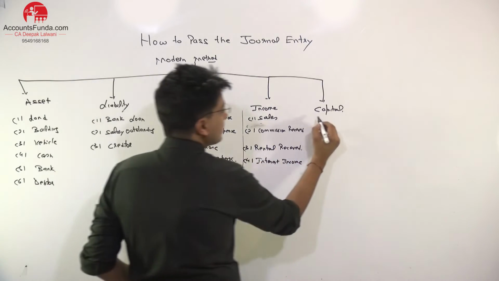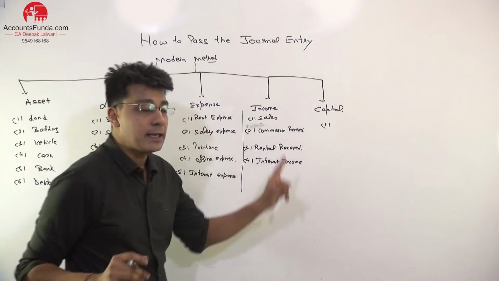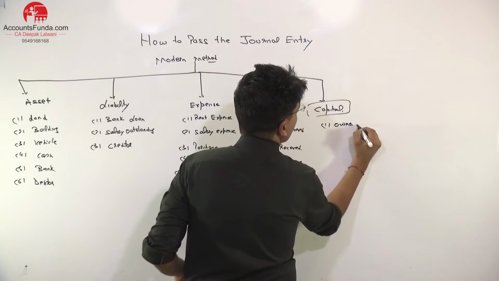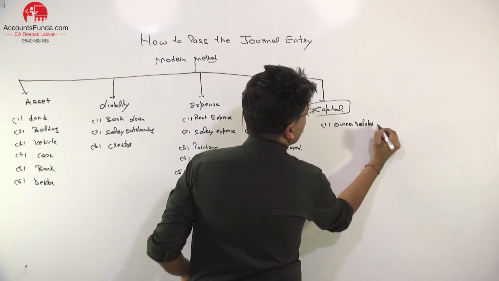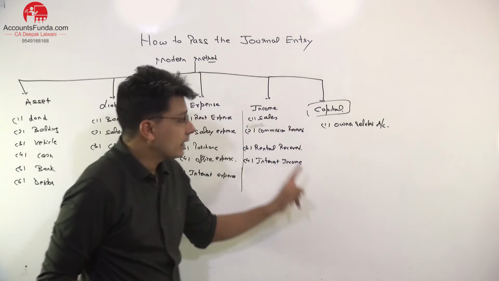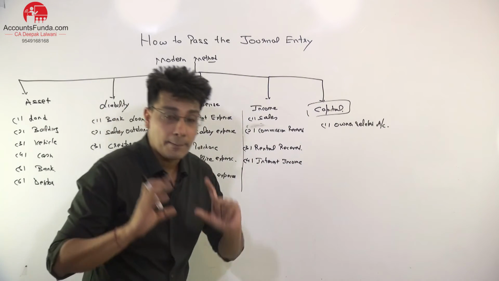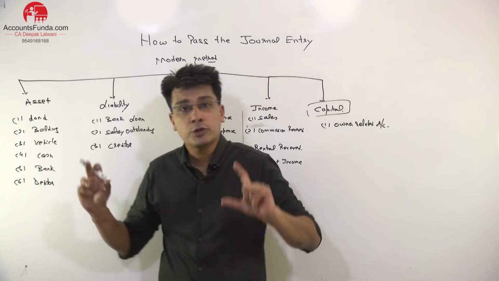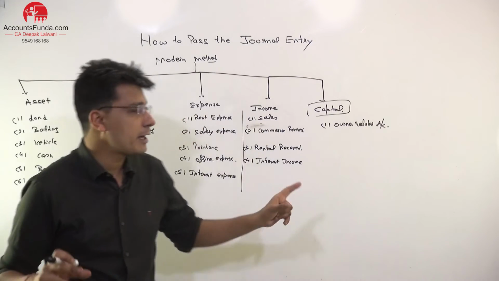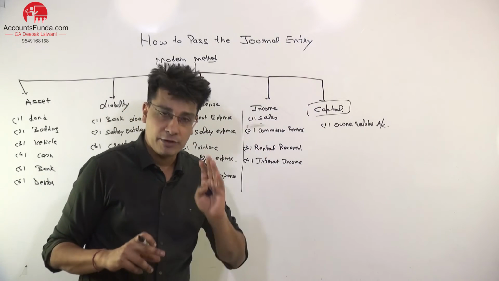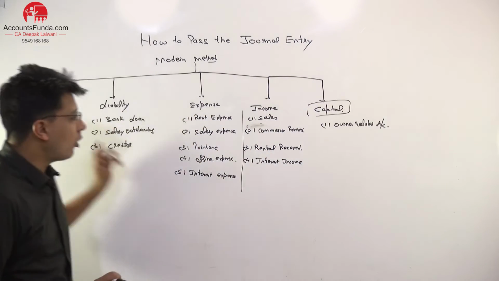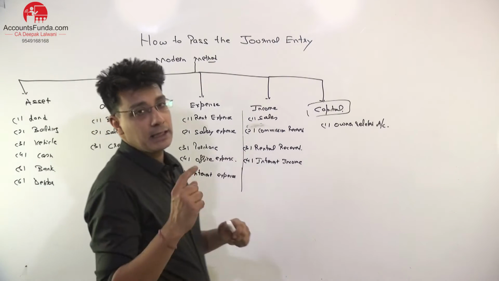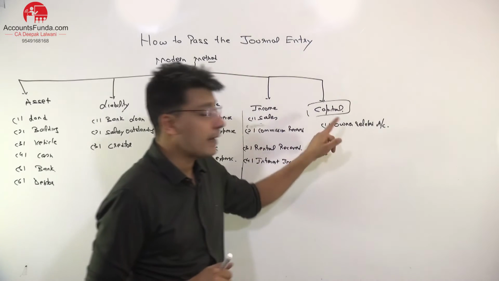Okay, and what is this capital, sir? See, capital is a very important account. It is the owner account, the owner-related account. Capital means whenever a company or a business or an entity deals with its owner, that transaction we will include in the capital account, which I will explain in detail. So all the accounts are grouped under the 5 different headings: asset, liability, expense, income, and capital.